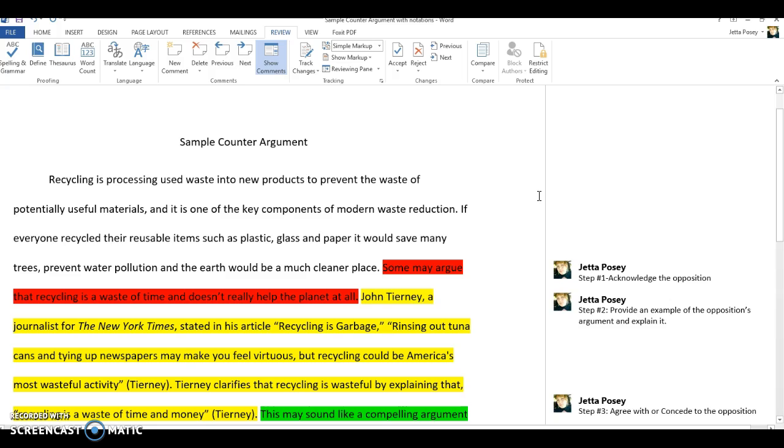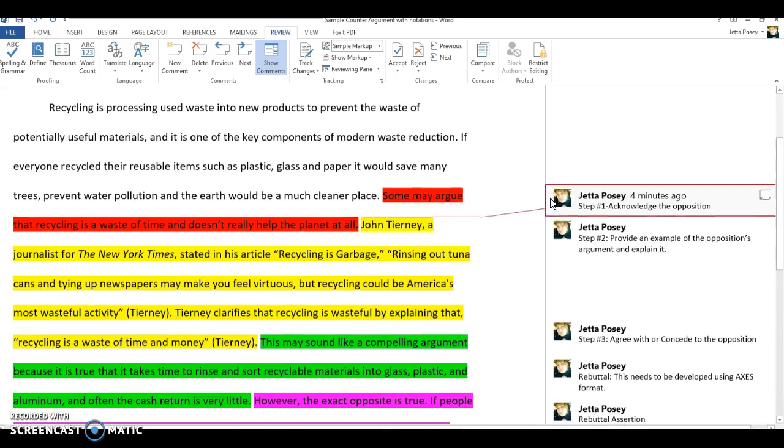So when we look at the topic sentence, it says that recycling is a good thing. Basically, if everyone recycled their reusable items such as plastic, glass, and paper, it would save many trees, prevent water pollution, and the earth would be a much cleaner place. But then we have this sentence that I have highlighted in red. It says, some may argue that recycling is a waste of time and doesn't really help the planet at all.